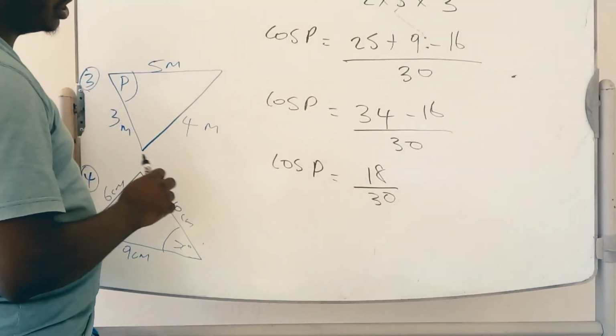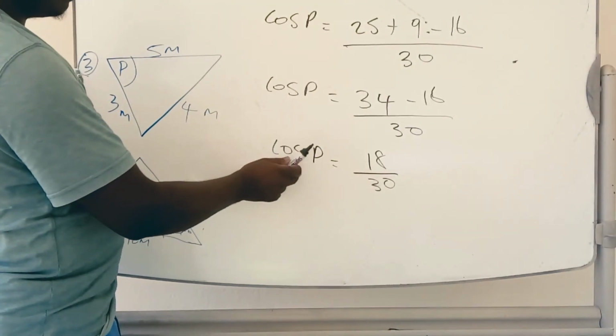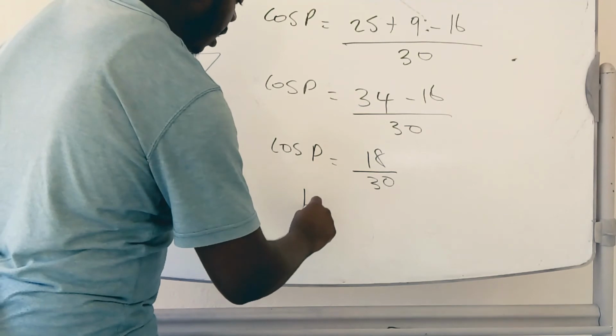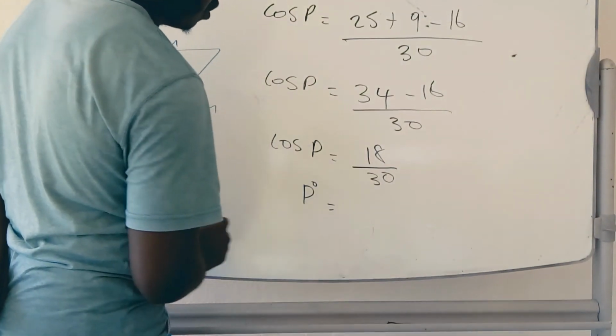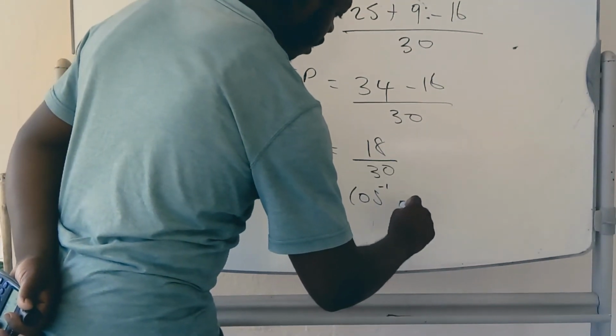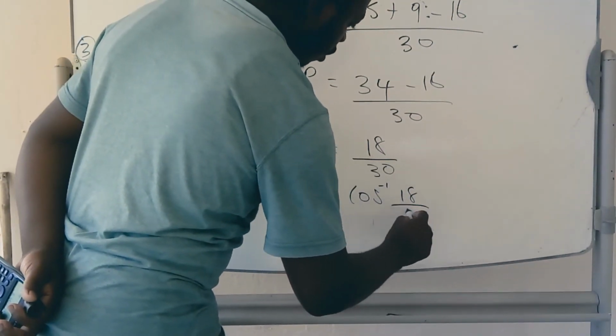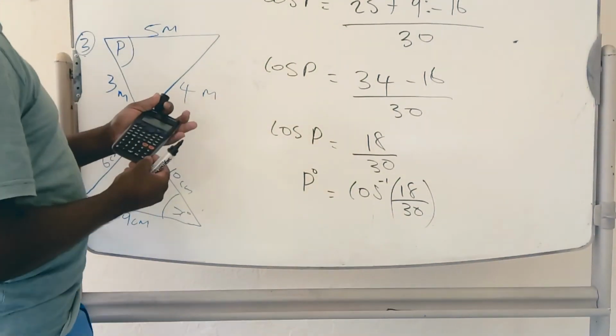Now at this stage you want to find P. What you need to do is to take the cos inverse of both sides. So P degrees is equal to cos inverse of 18 all over 30. And you just put that on your calculator and you're finished.